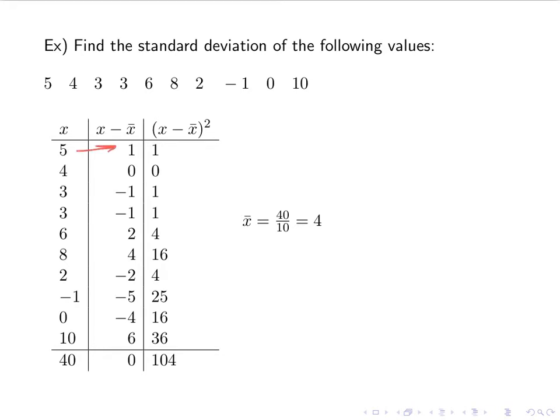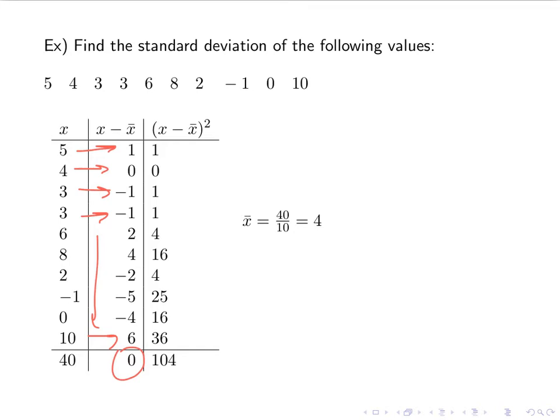So 5 minus 4 is 1, 4 minus 4 is 0, minus 4, and keep going all the way down to minus 4. Again, if I add them all up, to know that I'm doing it correctly, I should get 0. Okay. Once I have my 0, I know that they're all correct.